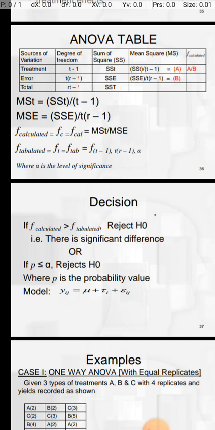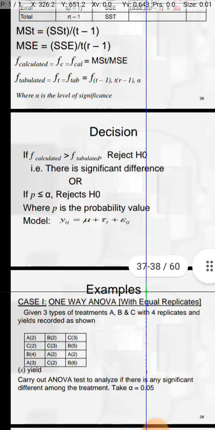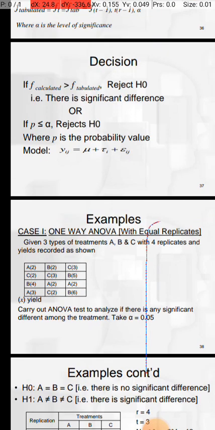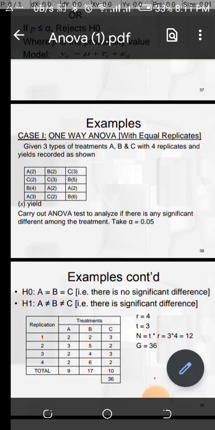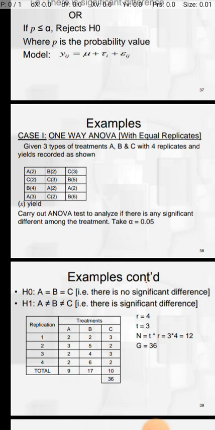So it signifies that there is significant difference. That's when F calculated is greater than F tabulated. So take note of that, because we'll still apply it in problems. You might not really get it now, but you will still get it as we move on. Now having done that, let me move to page 38.